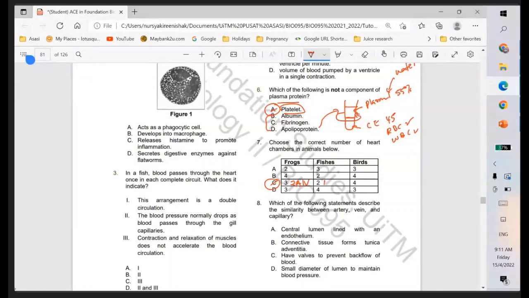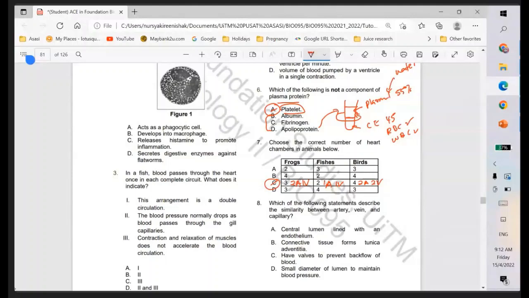Fish do single circulation. Bird has 2 atria and 2 ventricles. Okay. Fish, what are the 2 chambers? Fish have 1 atrium and 1 ventricle. Okay. So those are the heart chambers of these different animals.